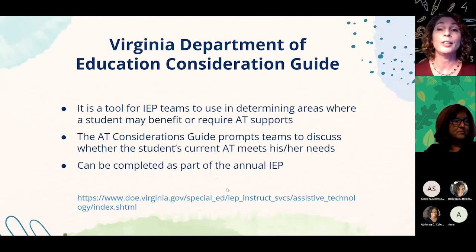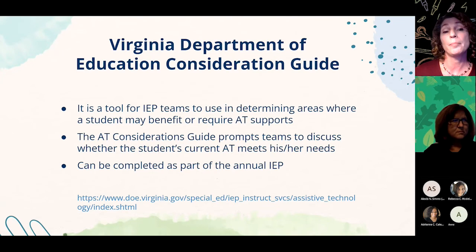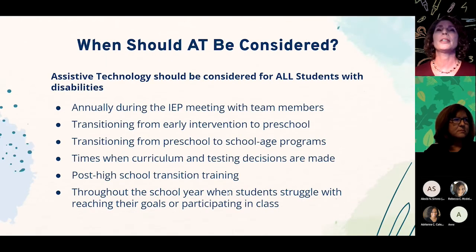When should AT be considered? So AT should be considered for all students with disabilities annually during their IEP meetings with those team members. And when you're considering AT supports and accommodations, those are things that all need to be trialed, and data needs to be taken so that it can be proven as a successful tool for that student. Once that's been trialed and decided upon that it's a successful tool, it can be added as an accommodation in their IEPs.